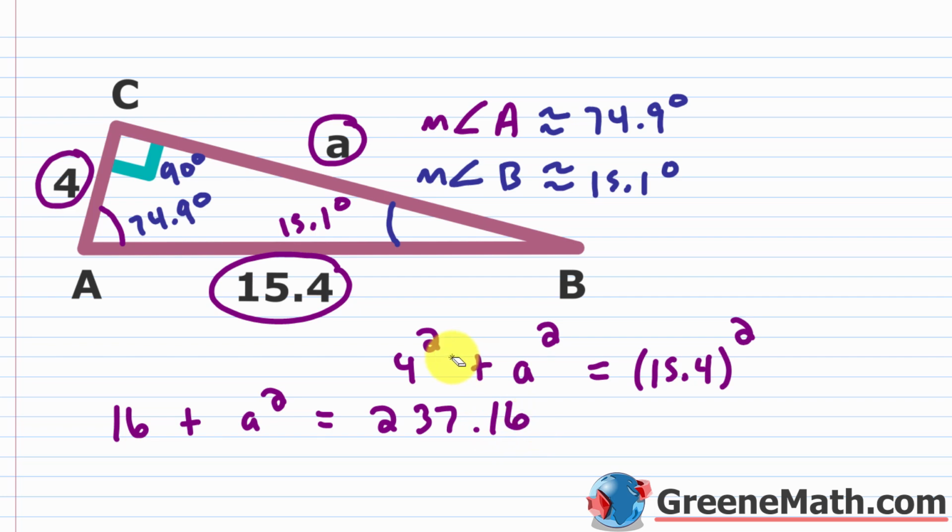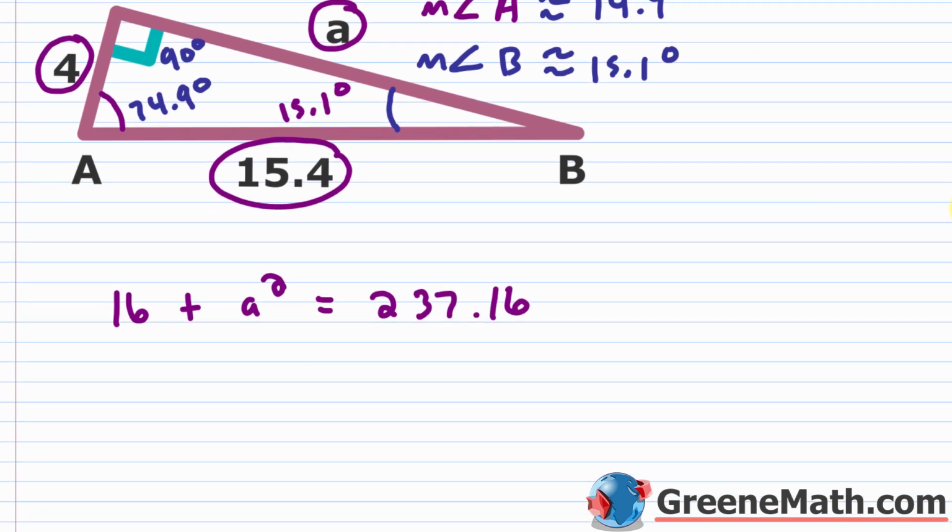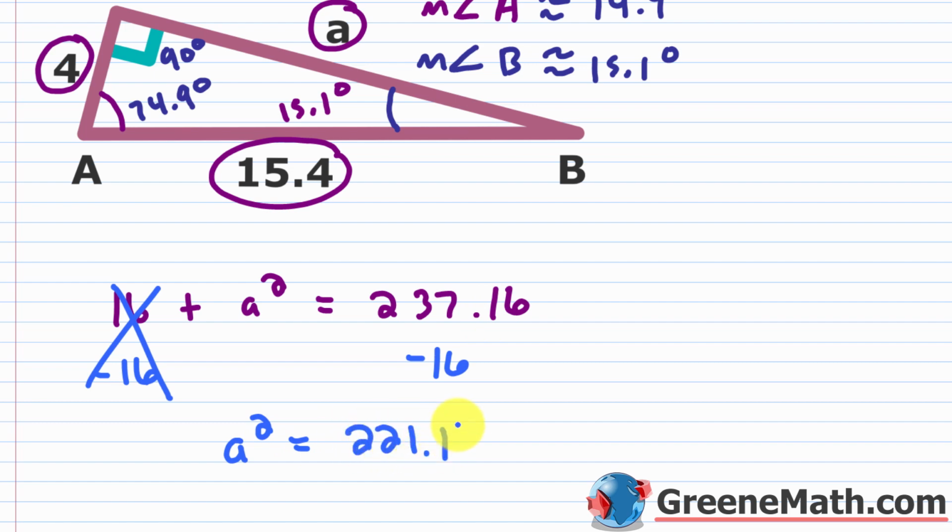237.16. So let me erase this. We're going to be solving for a. So I'm going to subtract 16 away from each side of the equation. Let me scroll down. I'll come back up. So minus 16 over here, minus 16 over here. This is going to cancel. So you're going to have your a squared is equal to, if I subtract away 16 over here, I get 221.16.